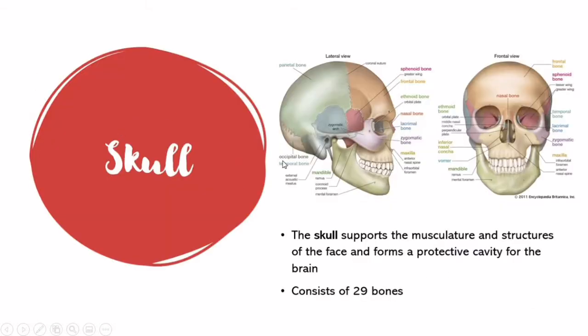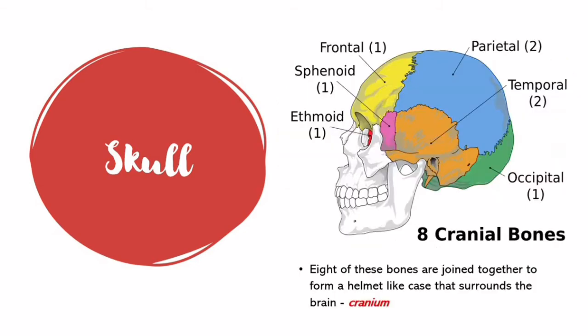First is the skull. The skull supports the musculature and structure of the face and forms a protective cavity for the brain. Did you know that the skull consists of 29 bones? And 8 of these bones are joined together to form a helmet-like case that surrounds and protects the brain. This is called the cranium.